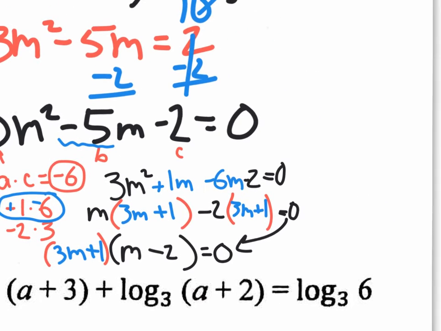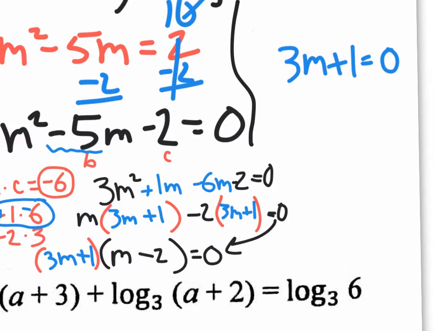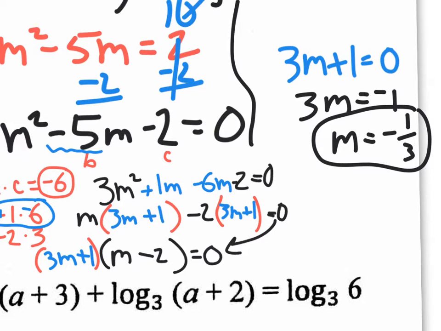So we need more space, but if I did take this 3m plus 1 and put it equal to 0, I'm going to do it up here. And if I solved it, let me draw a line so we don't get confused. If I solved it, I'm going to end up with 3m equals negative 1, which means that m, if I divide both sides by 3, equals negative 1/3. So there's one answer, m equals negative 1/3.